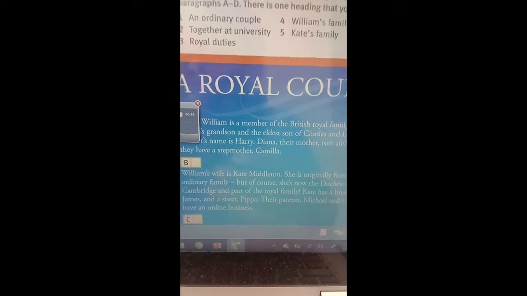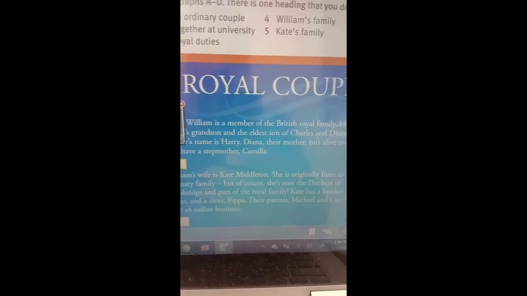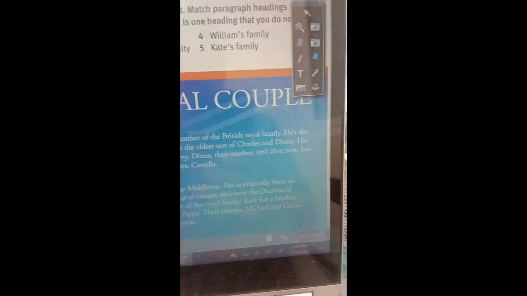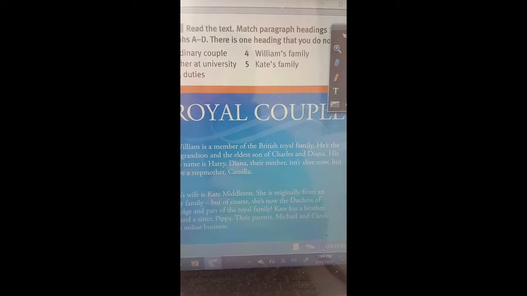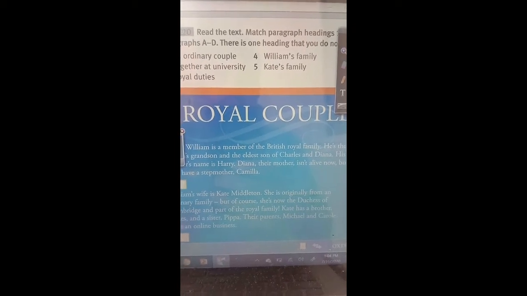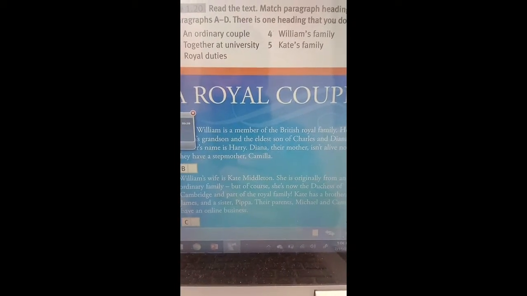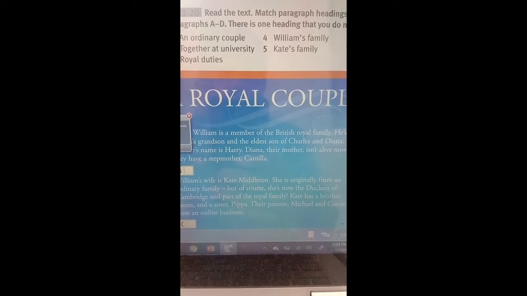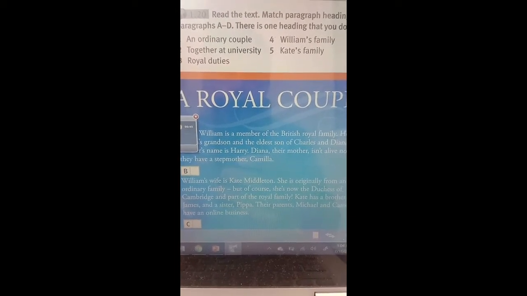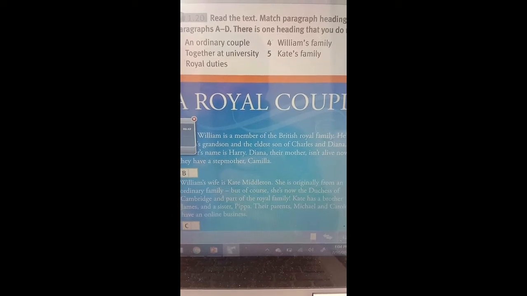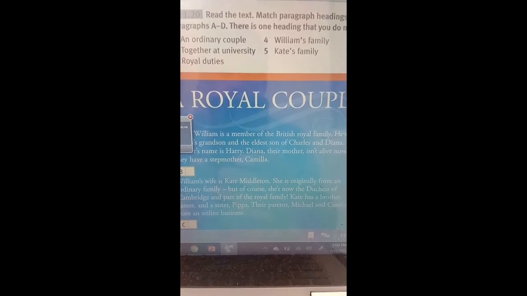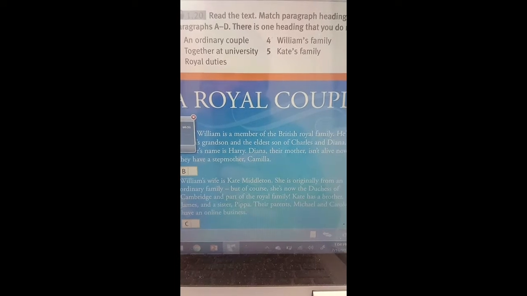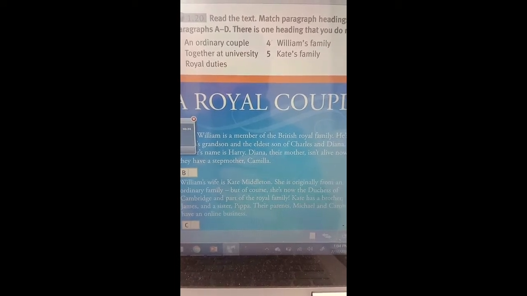William's wife is Kate Middleton. She is originally from an ordinary family, but, of course, she's now the Duchess of Cambridge and part of the royal family. Kate has a brother, James, and a sister, Pippa. Their parents, Michael and Carol, have an online business.